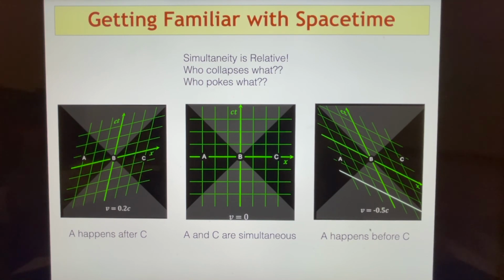But then the person moving to the left with this velocity, half the speed of light, would say, no, hold on. What do you mean? Was Alice the one that collapsed the qubit of Charles? And then is Alice the one that did the spooky action at a distance on Charles? You see how this is very, very incompatible with relativity? All right. This is all I will say about entanglement.